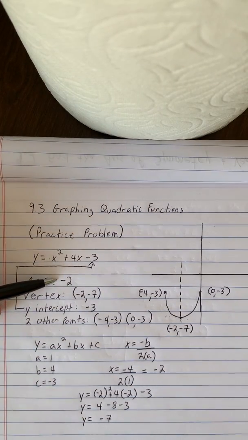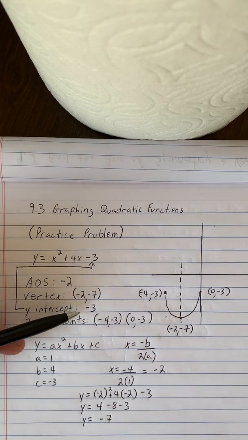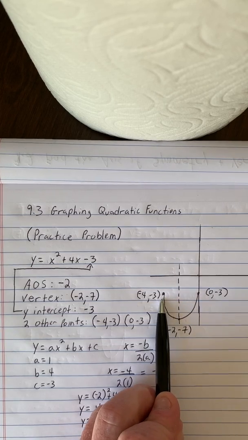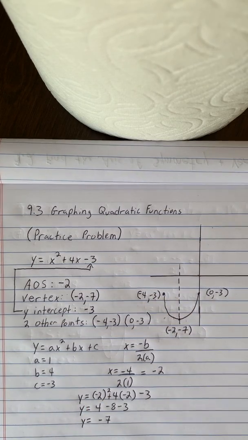So we found the AOS, we found the vertex, we identified the y-intercept as C, and then we found its mirror image, symmetry, on the other side.